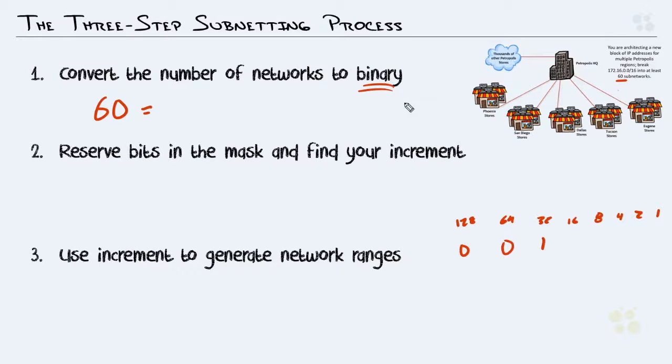Because remember, I'm not really after the binary number. I don't care what the binary number for 60 is. I just care how many bits it's going to take to get that. And once I know where that first one goes, I know it's going to take 1, 2, 3, 4, 5, 6, 6 bits.